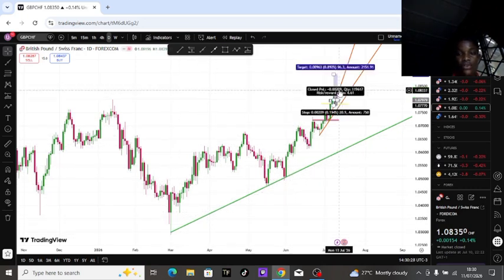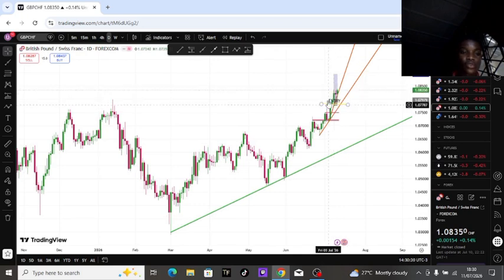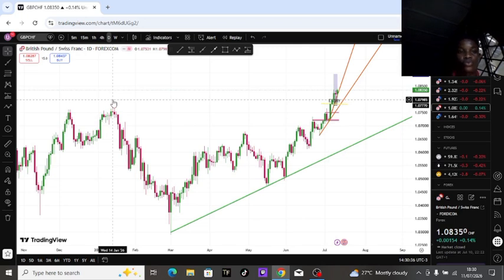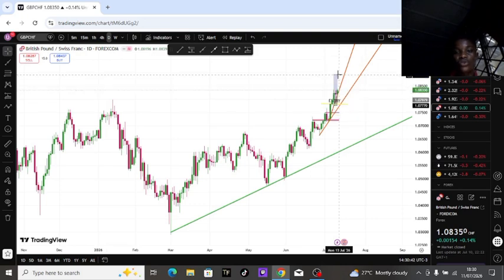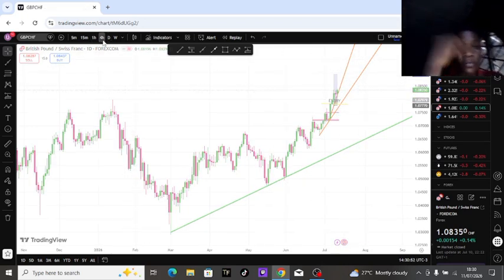Now we have broken this, we call it a level, I don't know. We've broken this level with a momentum candle. So I think it's just going to go up a little bit before falling down, but let's check for our time frame.